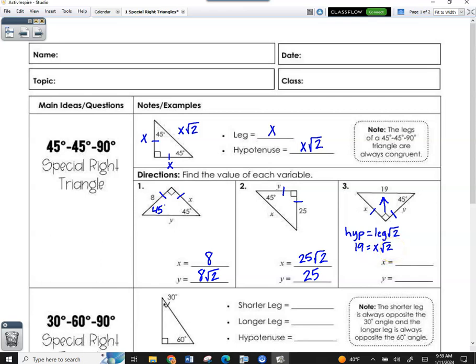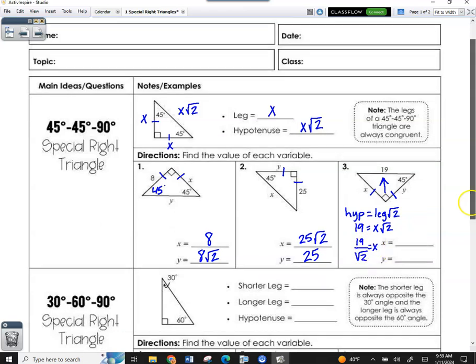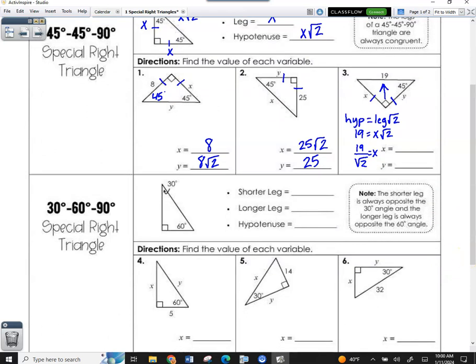So now you can see I just need to get x by itself. So I'm going to divide by the root 2. And I end up with 19 over root 2 equals x. And then you need to remember the rule in math with radicals. You multiply by itself. Yeah, you can't leave the radical in the bottom of the fraction.